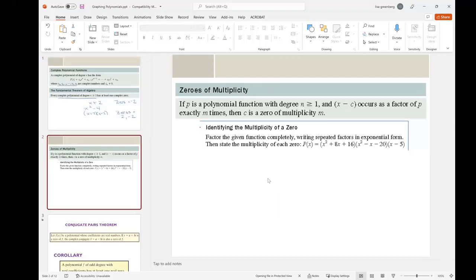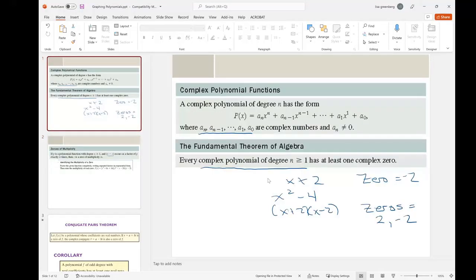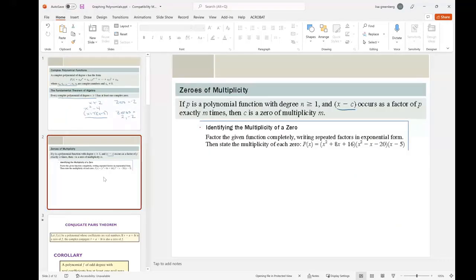Now let's talk about zeros of multiplicity. So we're going to talk about a few different things, and then we're going to put it together and learn how to graph a polynomial. So zeros of multiplicity. If P is a polynomial with degree n greater than or equal to 1, and x minus c is a factor. So for example, if I have x squared minus 4, I can factor that to x plus 2 times x minus 2, and I have two zeros.